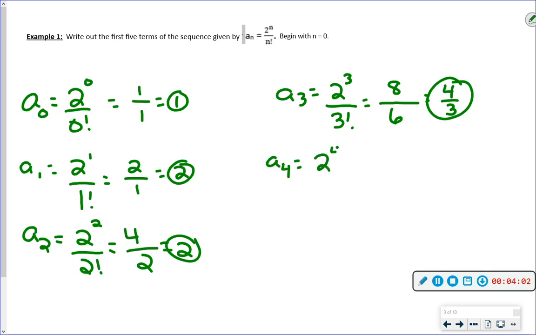Oh, 2 to the 4th, 4 factorial. All right, 2 to the 4th, 16. We don't need a calculator. What's 4 times 3 times 2 times 1? 24. And let's reduce it. 8 goes into both. 2/3.